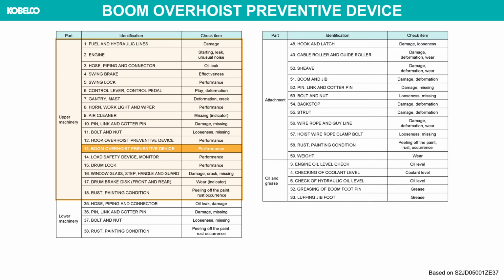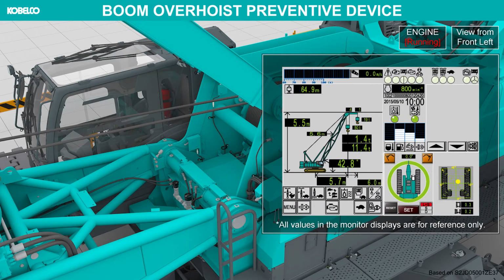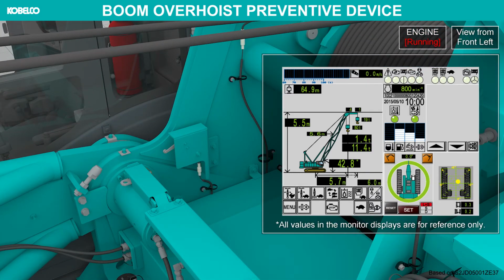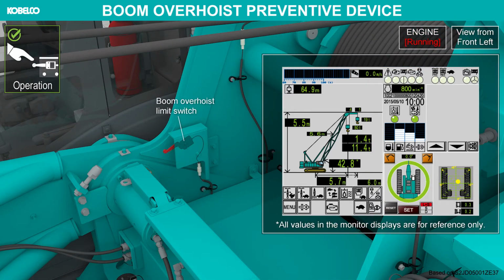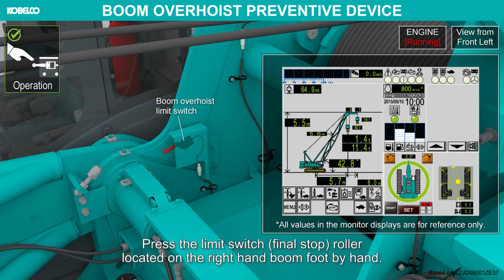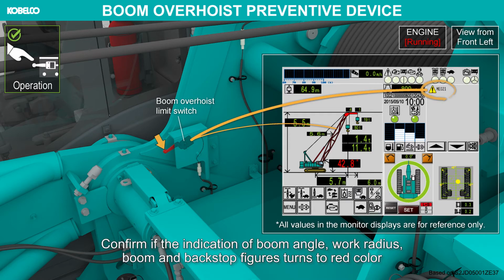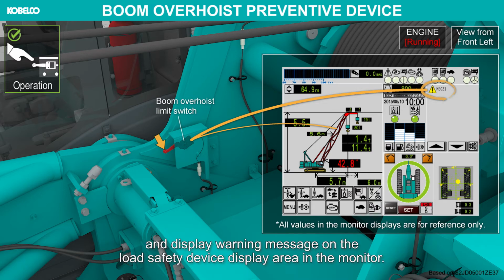Boom overhoist preventive device. Press the limit switch roller located on the right-hand boom foot by hand. Confirm if the indication of boom angle, work radius, boom and backstop figures turns to red color and displays a warning message on the load safety device display area in the monitor.